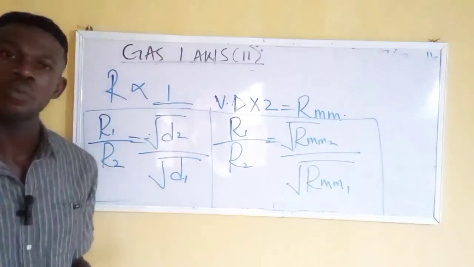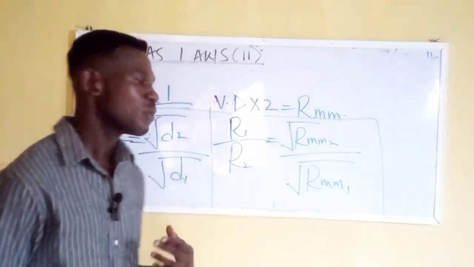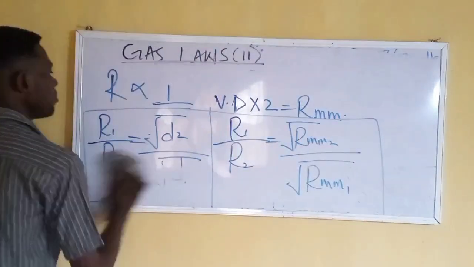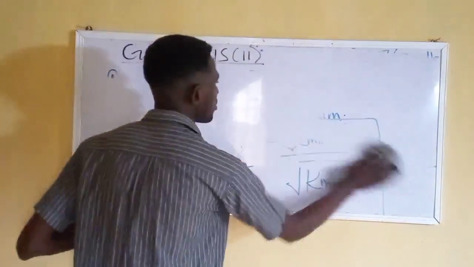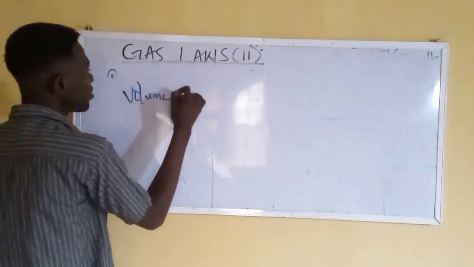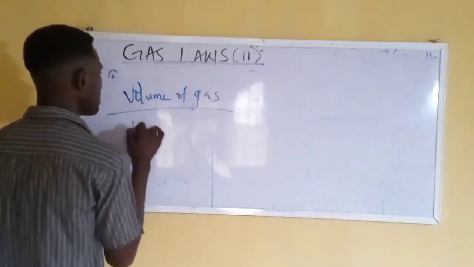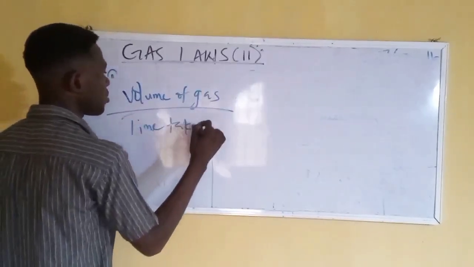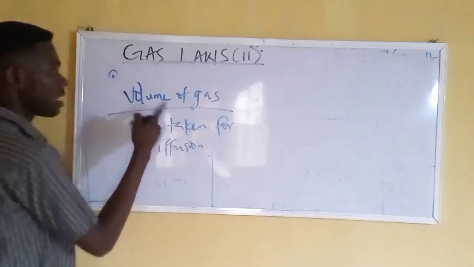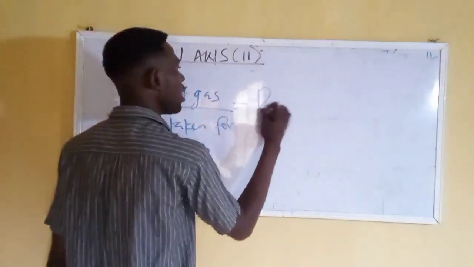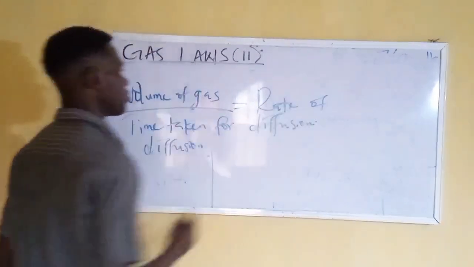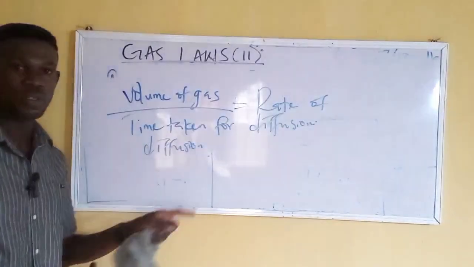One more thing we must also talk about is how we calculate rate. Rate itself can be calculated as the volume of gas over the time taken for diffusion. Volume of gas over time taken for diffusion. This is how we calculate the rate of diffusion itself.